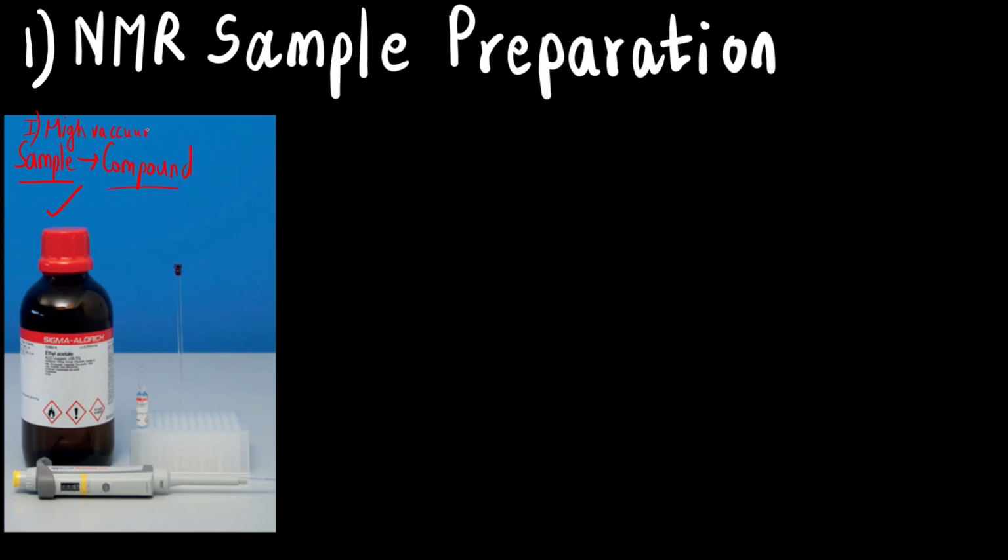Okay, apply the high vacuum in the rotary evaporator. Okay, the rotary evaporator that you use, you first apply the high vacuum. And then you dissolve your sample in the deuterated solvent. The most commonly used solvent is CDCl3, or deuterated chloroform. Normal chloroform is CHCl3. Deuterated means hydrogen is replaced by deuterium.